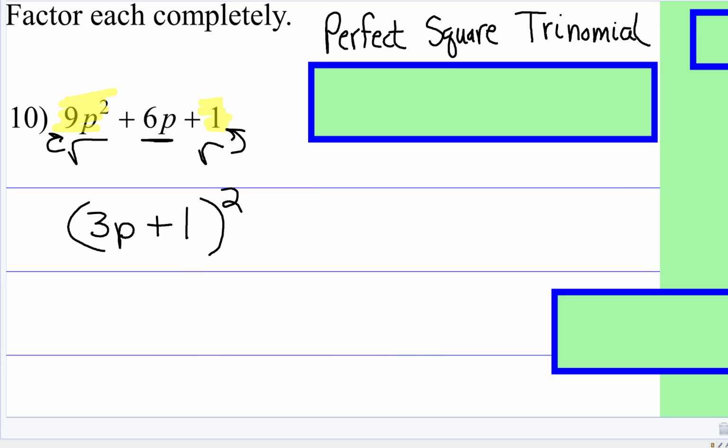So that's it. If you'll take the time when you see a quadratic and you recognize right away, oh, that first term is a perfect square. That term is a perfect square. The only thing I have to check is that middle term: 2 times the square root of this times the square root of this? And if it is, then you can just immediately factor it to a binomial squared.